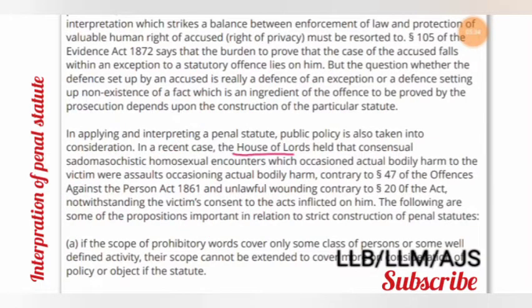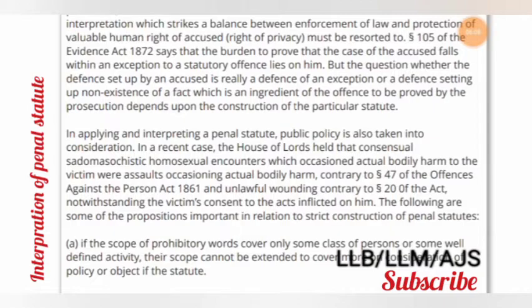In a recent case, the House of Lords held that consensual sadomasochistic homosexual encounters which occasion actual bodily harm to the victim, or assault occasioning actual bodily harm, are contrary to Section 47 of the Offences Against the Person Act 1861. So in Britain there is an act called the Offences Against the Person Act 1861. Section 47 is given under the Offences Against the Person Act 1861.